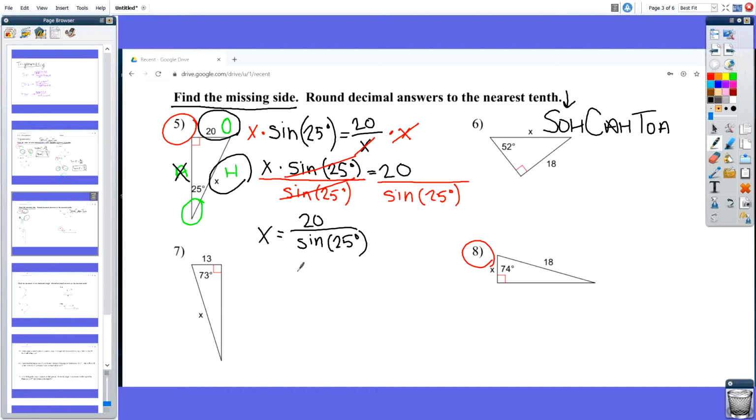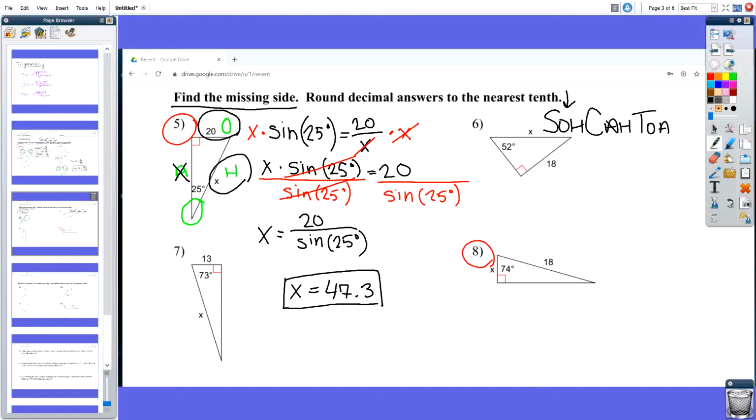Before you do that, double check your settings and make sure that your calculator is in degree mode, DEG, and not radians, RAD. And then you can type it in just like that, 20 divided by sine of 25. Hit enter, and we can see that this side, rounded to the nearest tenth, is 47.3.